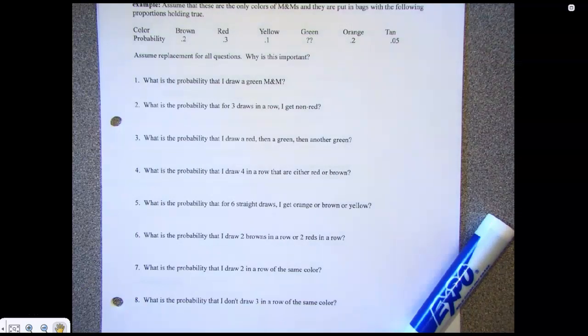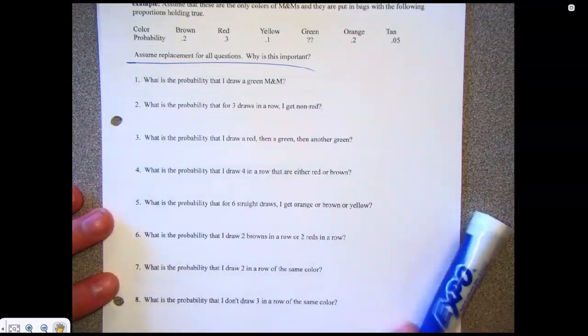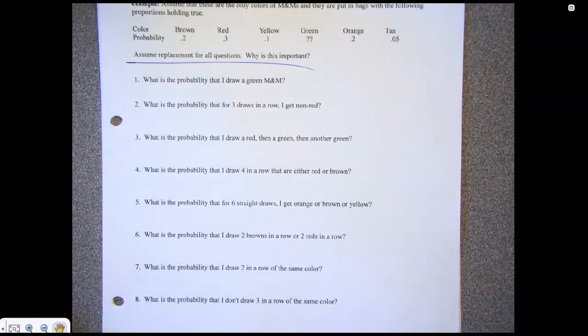You good to go over this? Alright. So, first of all, it says assume replacement for all. Why is that important? So you draw an M&M, record the color, green, red, whatever it is, you put it back. Why does that matter? It resets the probability, it keeps the probability the same, it makes sure they're independent, like one draw has nothing to do with the next draw. Those are all good answers.